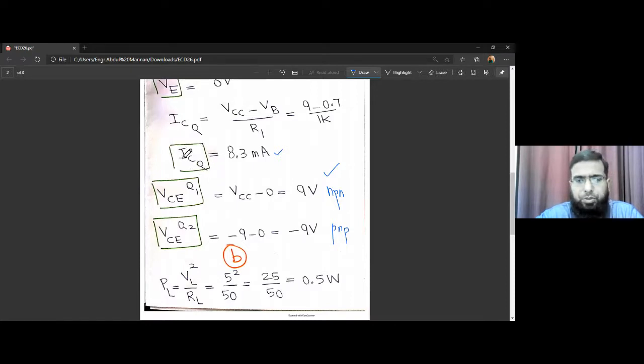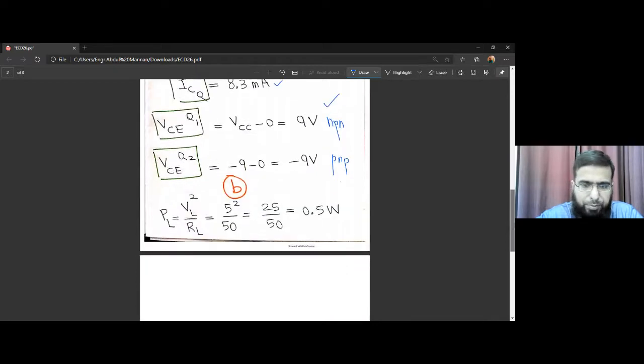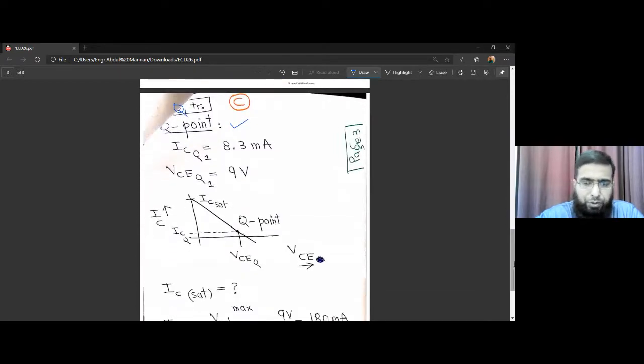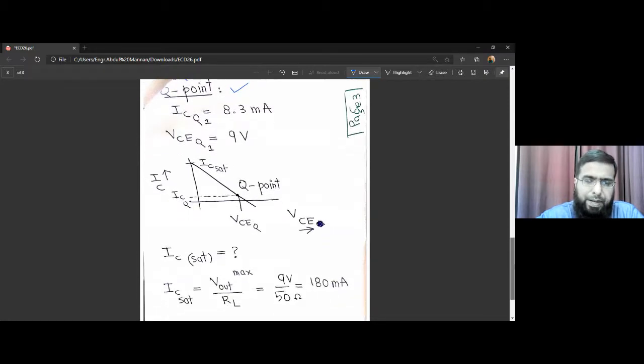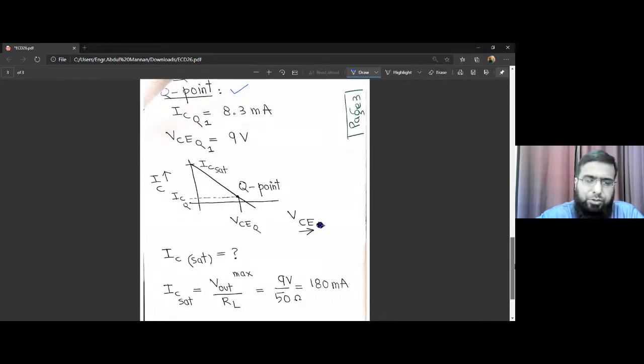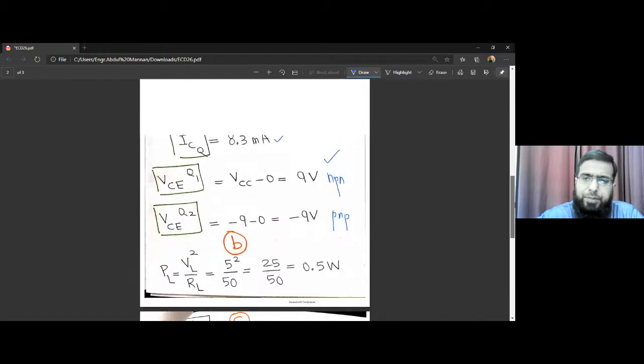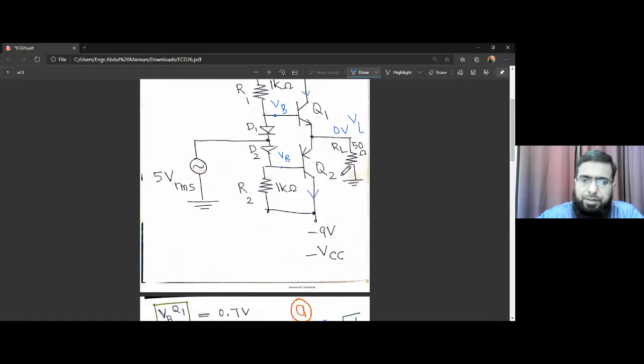ICQ is the same because it's the same for Q1 and Q2. Finally we have to draw it on a two-dimensional plot where we plot VCE on the x-axis and IC on the y-axis, and this is the point VCEQ, ICQ, the Q point. And then we have to find the point IC sat or IC max that we can get through this RL. So what is the max current that we can have through this RL? That is the max voltage that we can have here divided by RL.